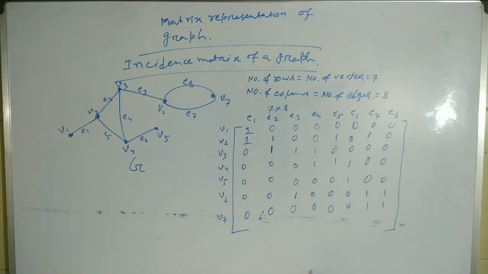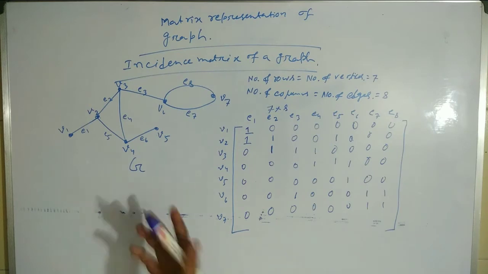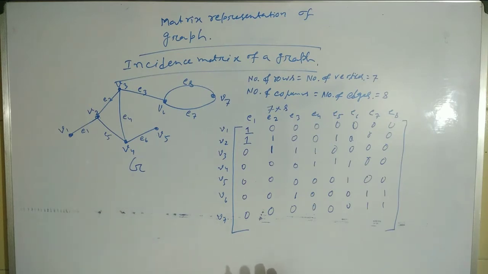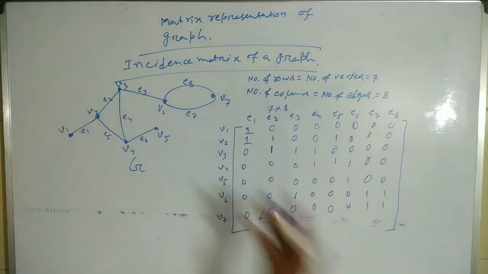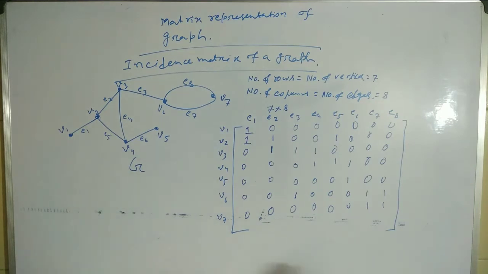So this was the incidence matrix of a connected graph and it is not a digraph. You know what a digraph is? A digraph means a graph whose edges are directed. Here there is no direction in the edges, so this is not a digraph. For a digraph there is a small difference in writing the incidence matrix. I will show you next. So this was the procedure of writing an incidence matrix of a connected graph.